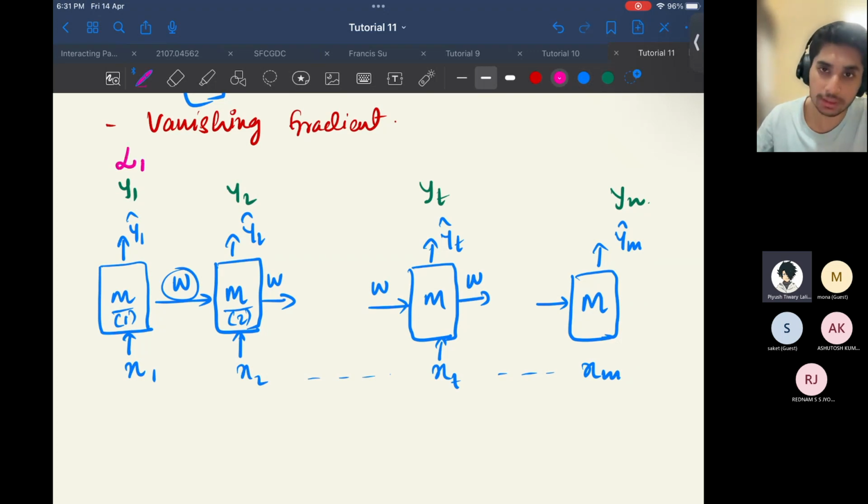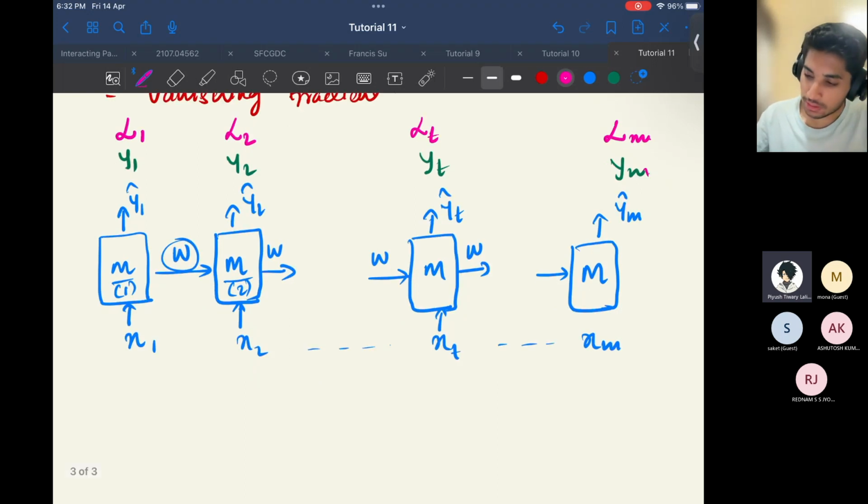So this is the loss function L1 at time instant 1. This is the loss function L2 at time instant 2. This is the general loss at time instant t, I will get some loss LT. Similarly, Lm.